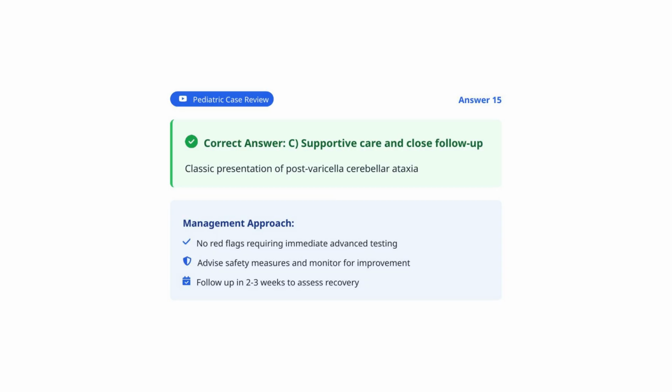This case presents a classic picture of post-varicella cerebellar ataxia with appropriate timing after infection, symmetric findings, and normal mental status. In the absence of red flags like altered consciousness, focal deficits, or signs of increased intracranial pressure, supportive care and close follow-up is appropriate. Parents should be counseled on fall prevention, expected course, and when to seek immediate care. If symptoms worsen or fail to improve within 2 to 3 weeks, further evaluation would be warranted.